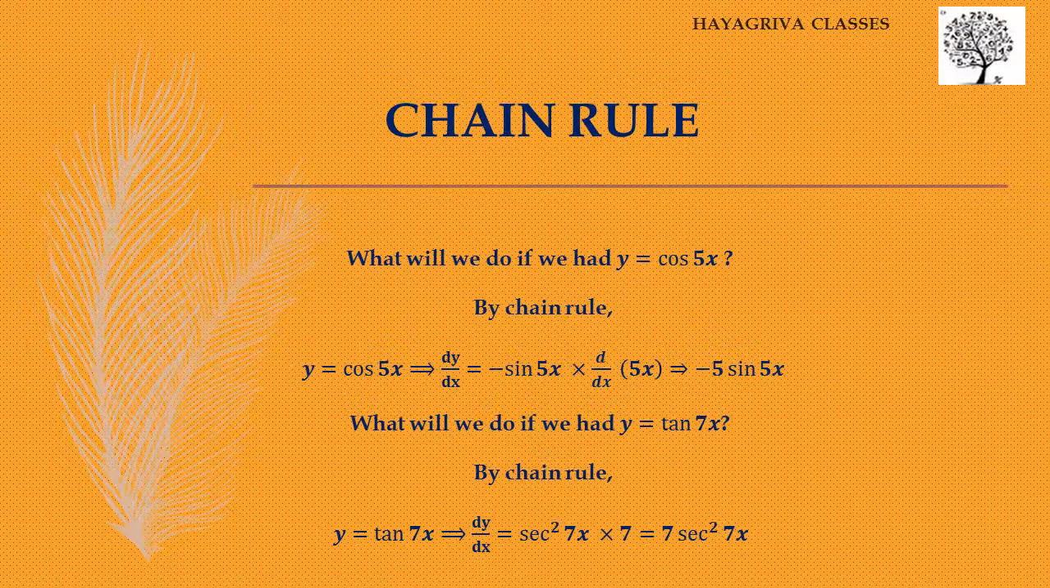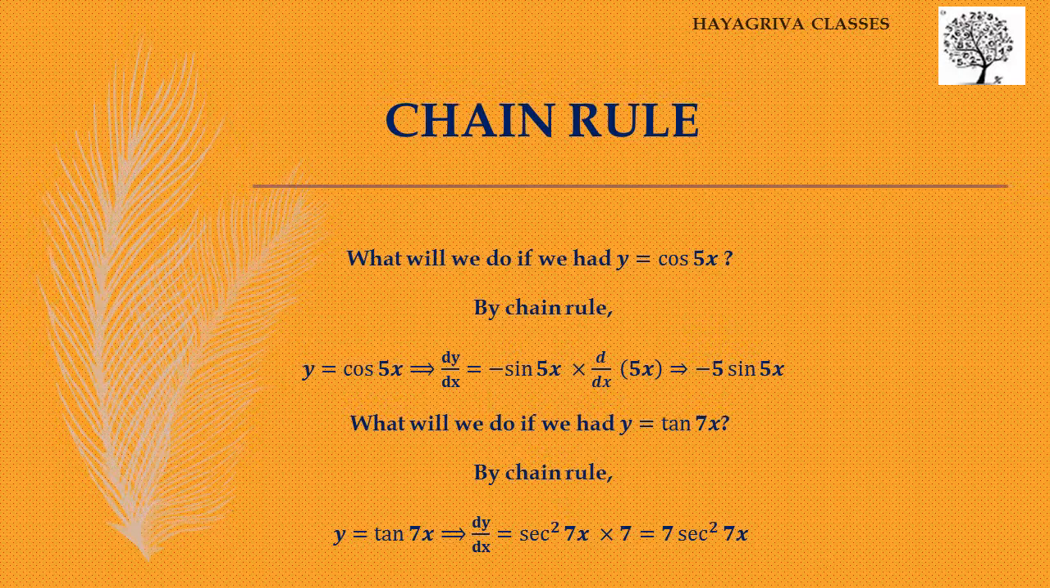Next, suppose we had y is equal to cos 5x. So how would we use the chain rule here? Differentiate cos 5x as minus sine 5x. And then we go to differentiate 5x, which is 5. Take the next example. Y is equal to tan 7x. D by dx of tan x is secant square x. So tan 7x, when we differentiate, we'll get secant square 7x into, we should differentiate 7x. So if we differentiate 7x, we get 7.